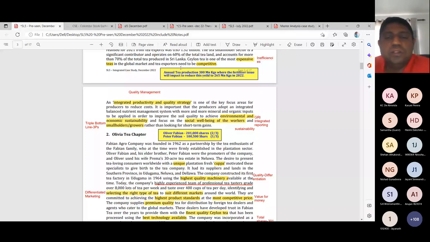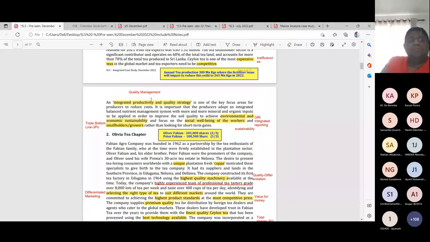Right. So it is important that the producers adopt an integrated balanced nutrition management system with more and more mineral and organic inputs to be applied in order to improve the soil quality to achieve environmental and economic sustainability. These are the key points here. So when you go further in the case, you will find this information again and again. Environmental and economic sustainability is one of the focus areas these days. Now the whole world talks about this sustainability.